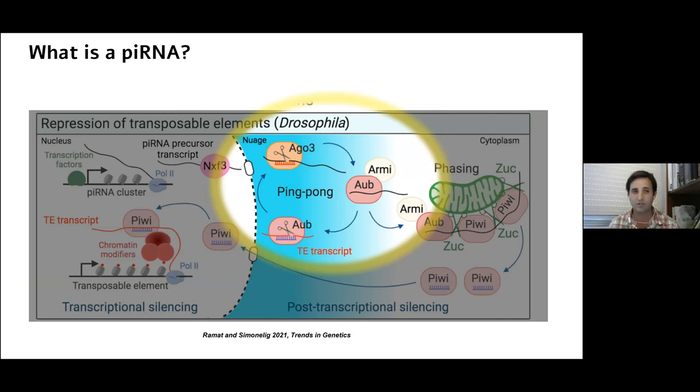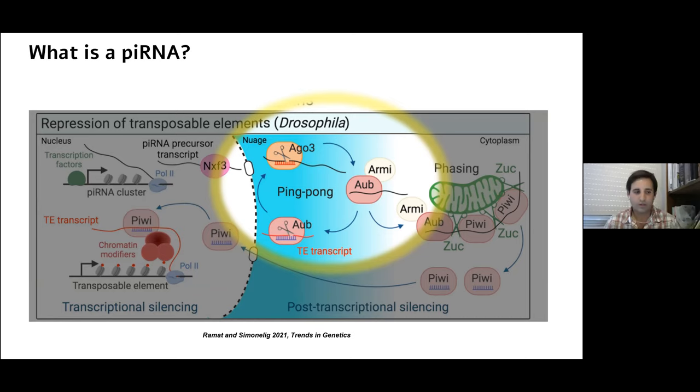Fragmented TE transcripts are then loaded into a third Piwi protein, which in Drosophila is known as AGO3. They are processed to make secondary piRNAs, which are shown here in red. And since secondary piRNAs are complementary to piRNA precursors, they direct AGO3-mediated zucchini-independent endonucleolytic cleavage of these precursors. This gives rise to a second piRNA biogenesis route known as the ping-pong cycle, which ultimately depletes TEs at the post-transcriptional level.